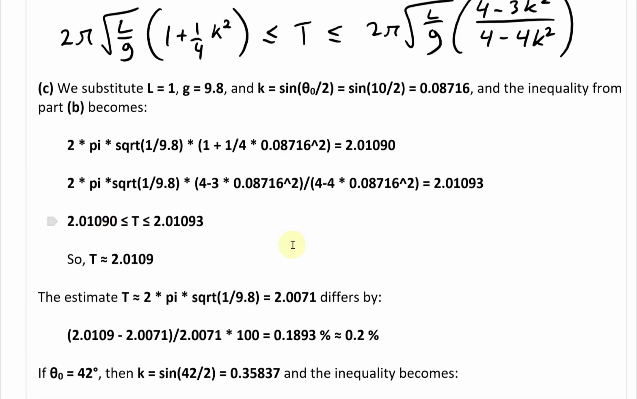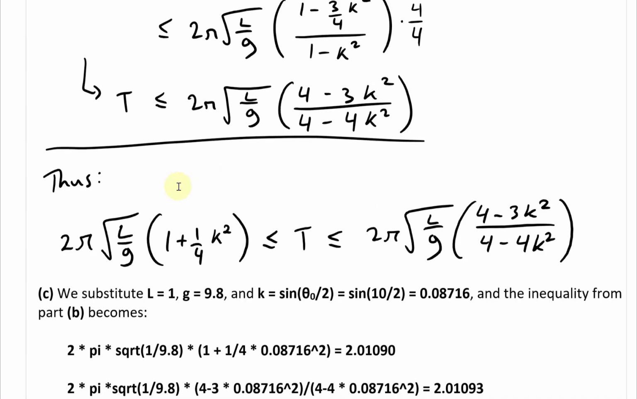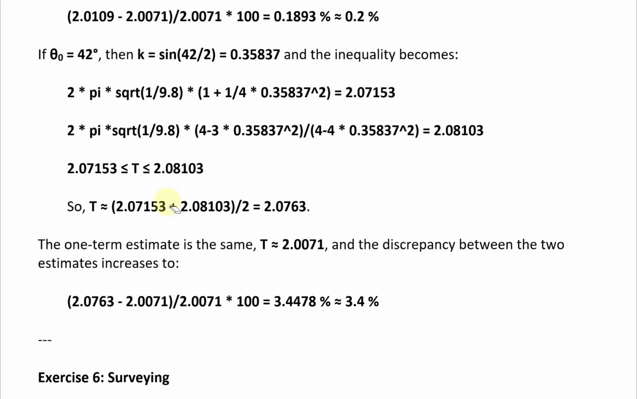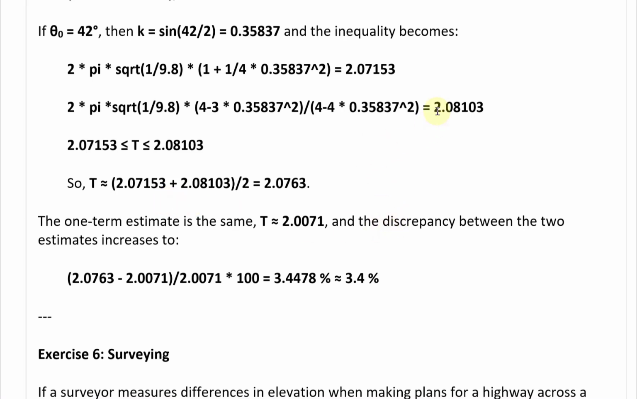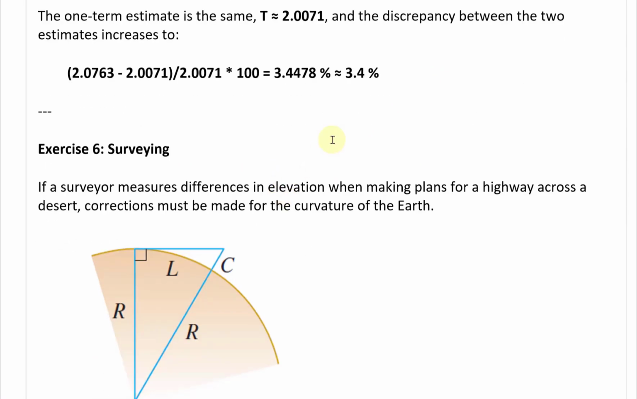But when the angle is 10 degrees, the difference is only 0.2%. So in other words, for small angles we could just use the one term, look at this only, and it's pretty decently accurate. And then as you get bigger angles, you're going to be off by several percent, 3.4%. But again, depending on the application, even this is probably good enough.